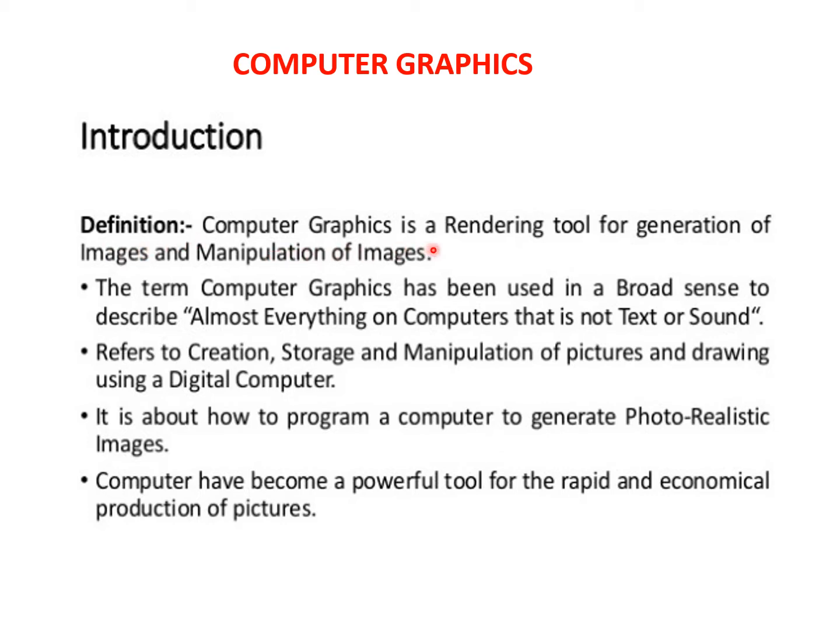Computer graphics is a rendering tool for generation of images and manipulation of images. This is the simple and easy definition. Generation of images means we are creating images by using a software. Manipulation means changing the dimensions or size, etc. Everything can be done by using computer graphics.